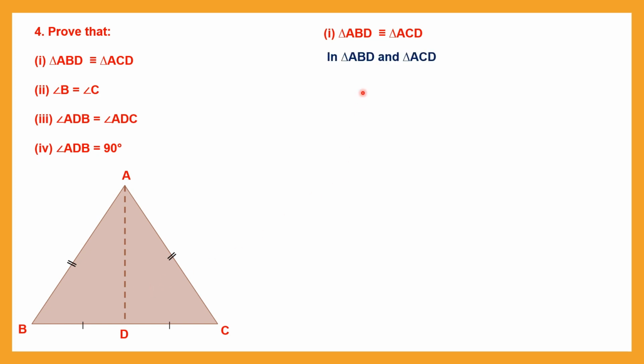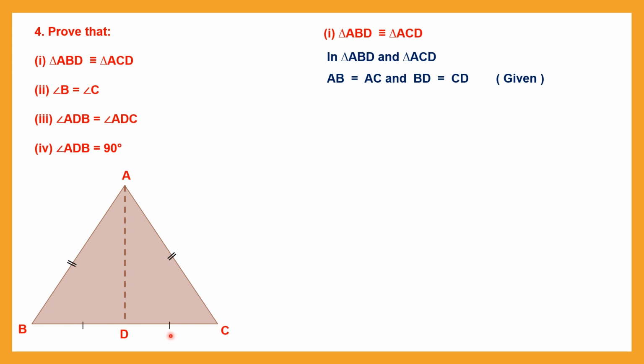Now in triangle ABD and triangle ACD, AB is equal to AC. Can you see that? AB is equal to AC. How do we know? The two strokes show that the corresponding sides are equal, and BD is equal to CD or DC.